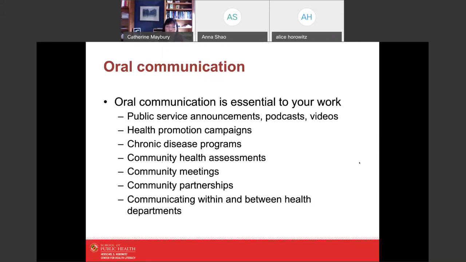Oral communication is vital when we do community health assessments to help prioritize community needs. It's important in many types of community meetings, say perhaps to get information from residents about many topics. We also use it when we work with partners. So local health improvement coalitions have many, many partners, and oral communication is a huge part of how we engage people and connect with people. And finally, for health departments, it's important to be able to communicate within our team, within our organization and our department, and then also between other health departments.